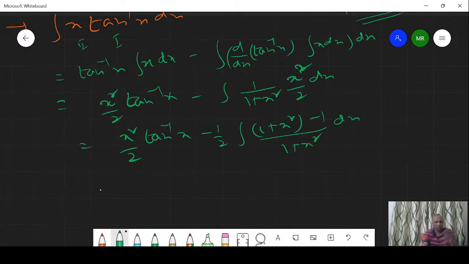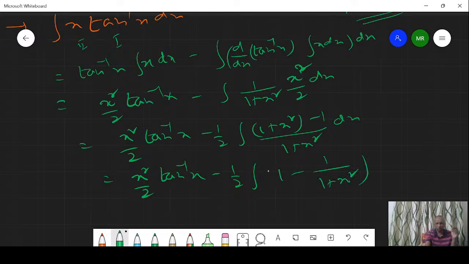Now I can split this. I can write x square by 2 tan inverse x minus 1 by 2, this by this, 1 minus 1 by 1 plus x square dx. How did I get this? Because I divided this by this, correct? So I got this one.